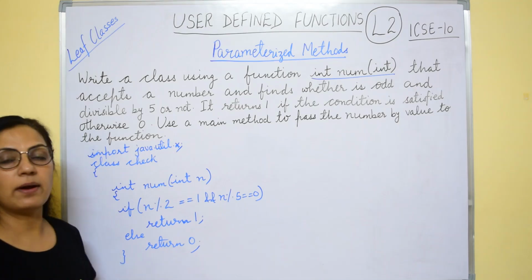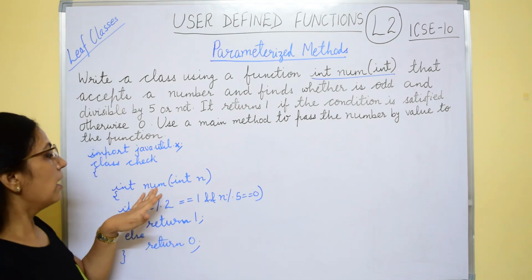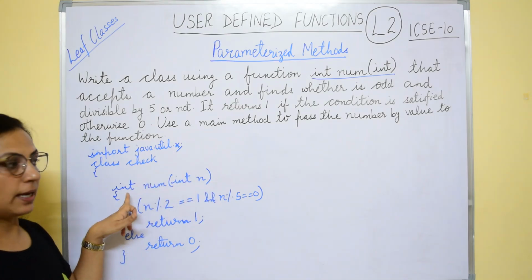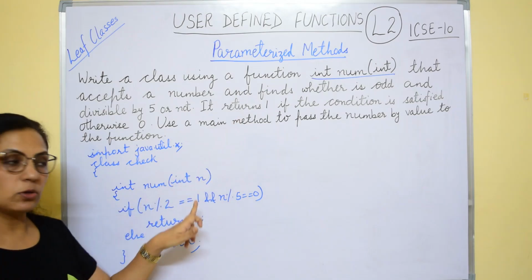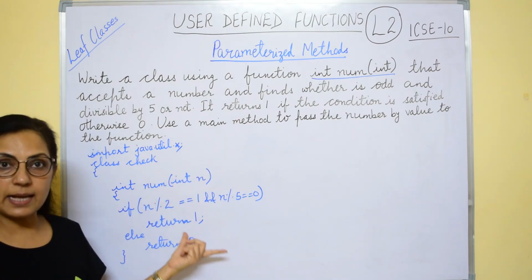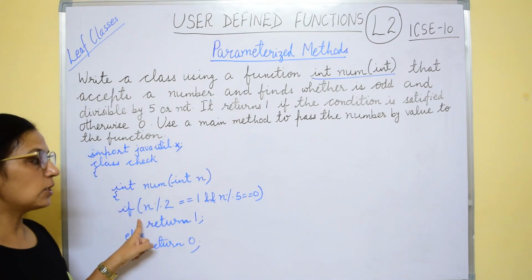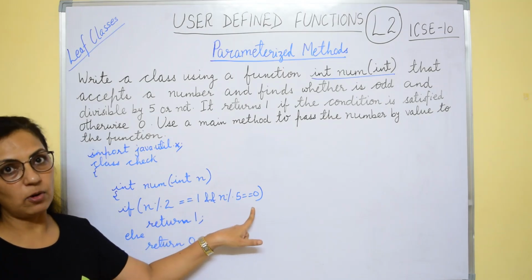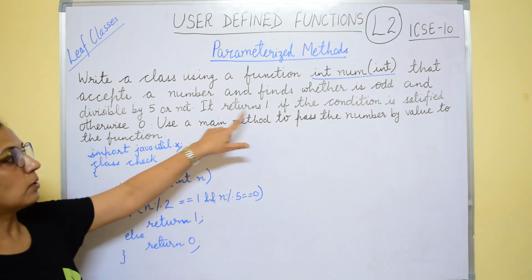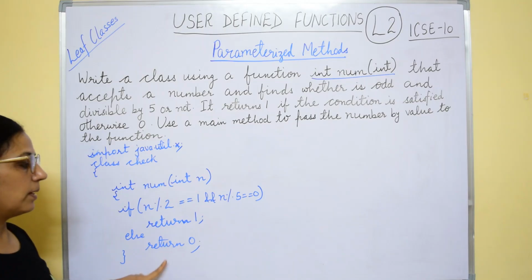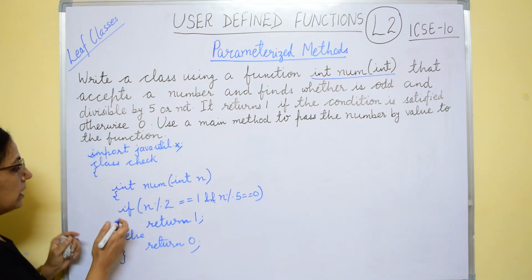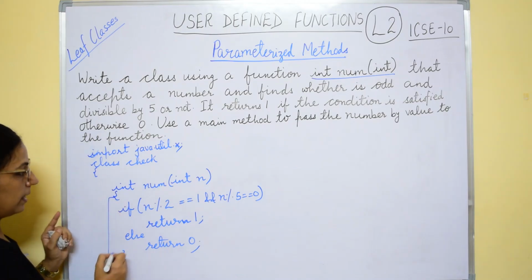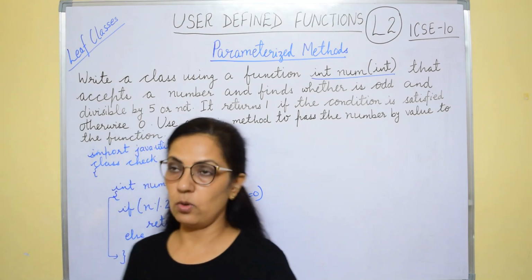Very simple program, very easy logic. We are writing the function header according to the question, checking what is asked in the question. Two conditions are there. If n mod 2 equals 1 and n mod 5 equals 0, it will return 1, else it will return 0. Now one function is over here.